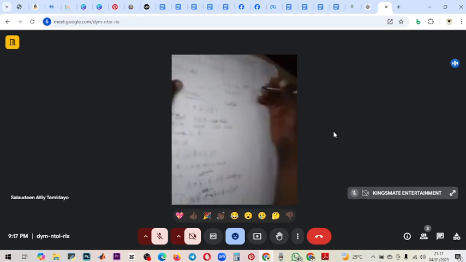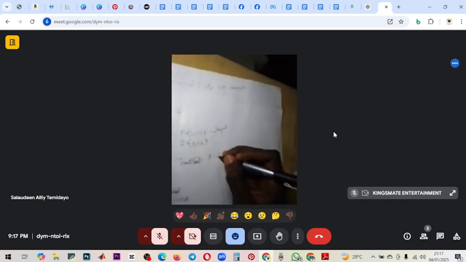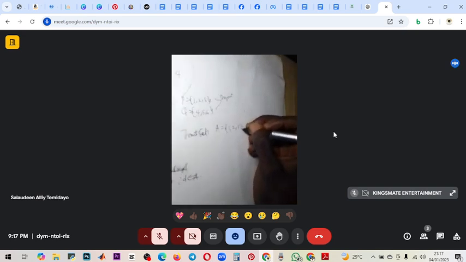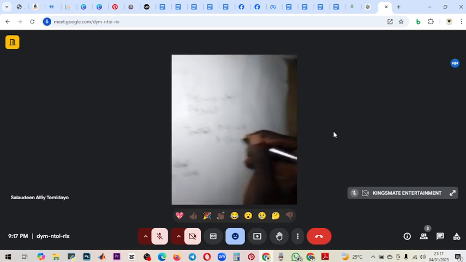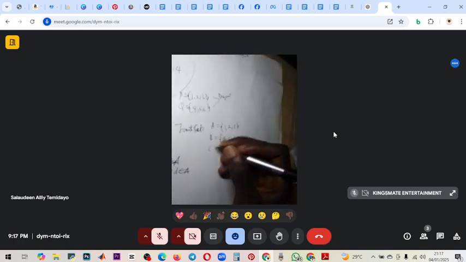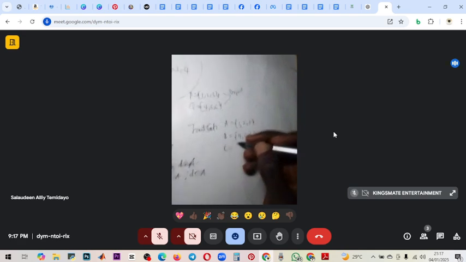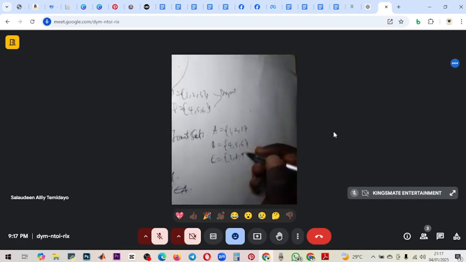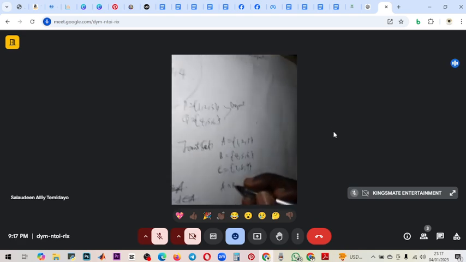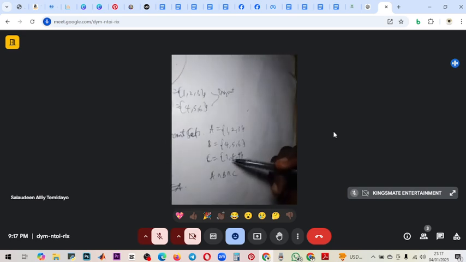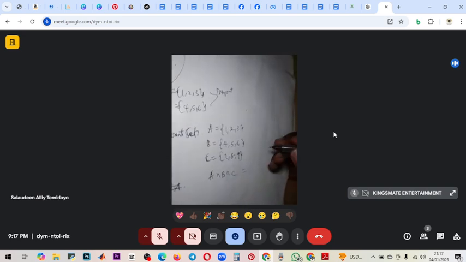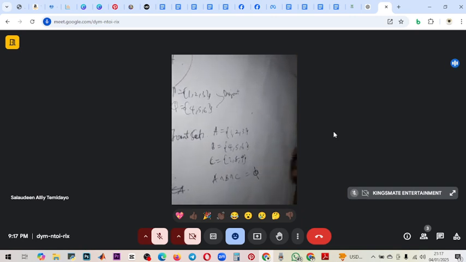Now, this is a set A, it is equal to {1, 2, 3}. This is a set B, it is equal to {4, 5, 6}. And this is a set C, it is equal to {7, 8, 9}. What is A intersection B intersection C? That means what is inside set A, inside set B, and inside set C at the same time. What is that? Nothing. So I write this.